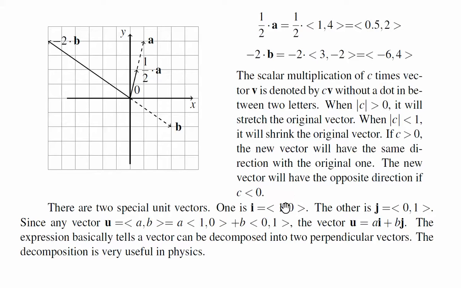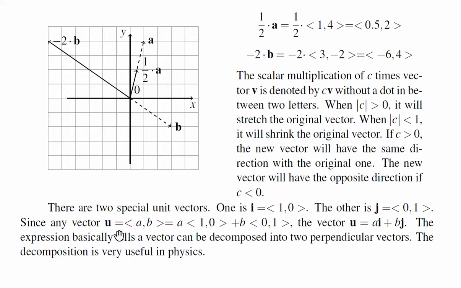Before we move on, we wanted to talk about two special vectors. One is i, which is (1, 0). So basically it's the one right here, starting from 0 and ending up here. And then the other one is (0, 1), so it's starting from here and ending up at 1 right here, in the vertical direction.